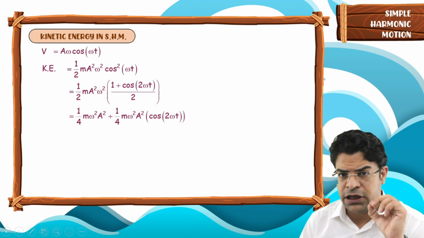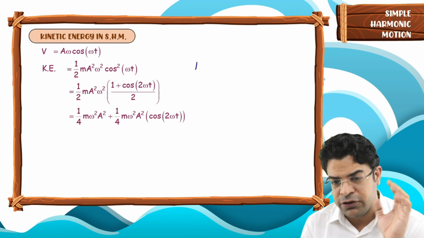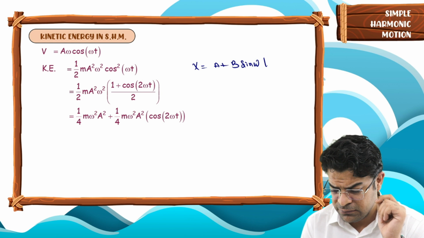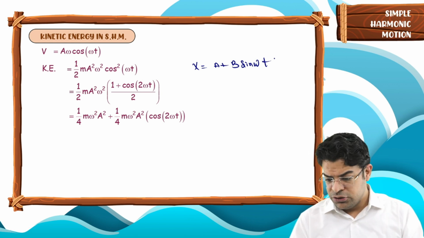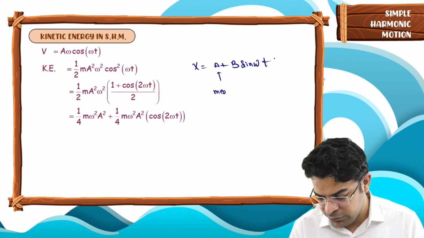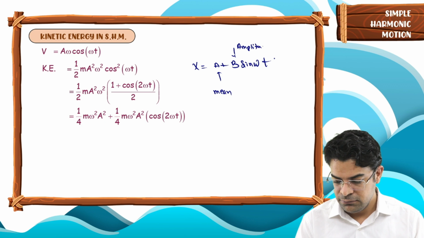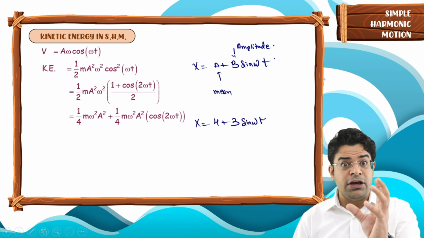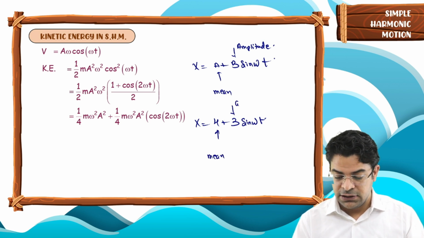Now focus here. Yesterday I told you guys, let's say you have an equation like x equals a plus b sine omega t. What is the mean position and what is the amplitude? So we learned that a is the mean value and b is the amplitude, right? Or if I say that x equals 4 plus 3 sine omega t, what is the mean value? What is the amplitude? So 4 is the mean value and 3 is the amplitude.